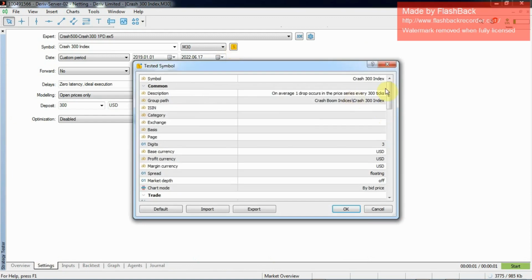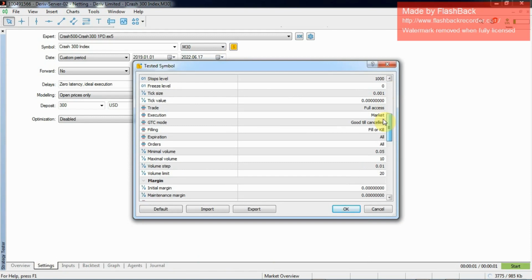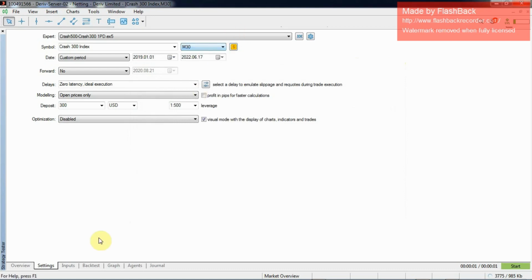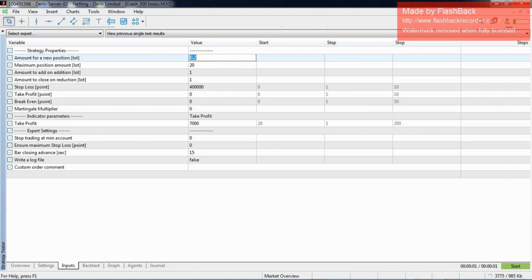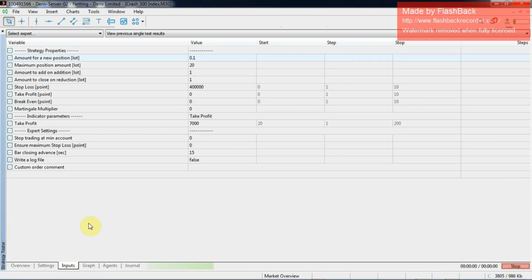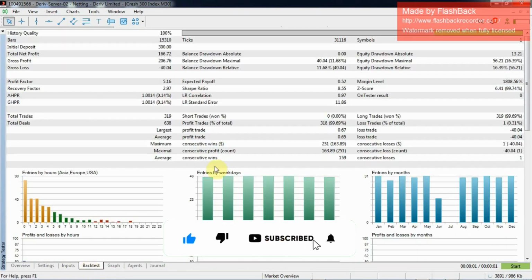Let's see if we can reduce the lot size. For guys who have small accounts, we want to accommodate everyone, small accounts and big accounts. 0.05 is the smallest lot size. Let's do a back test for guys who might have a relatively small account. The word small is relative, so what might be small to someone might be big to another person.